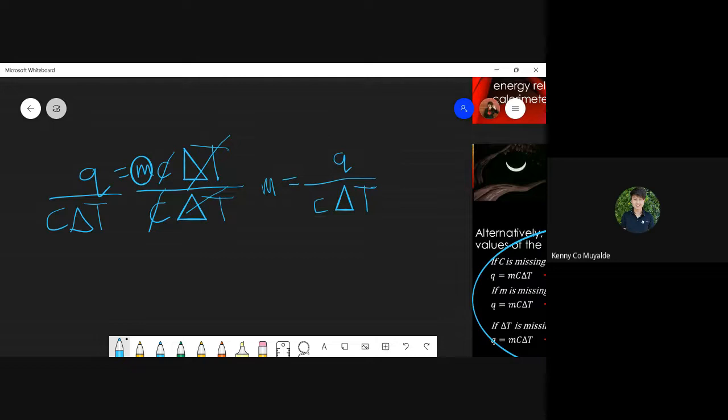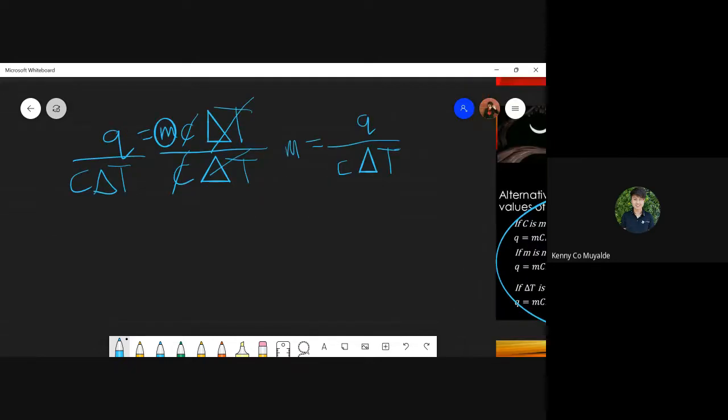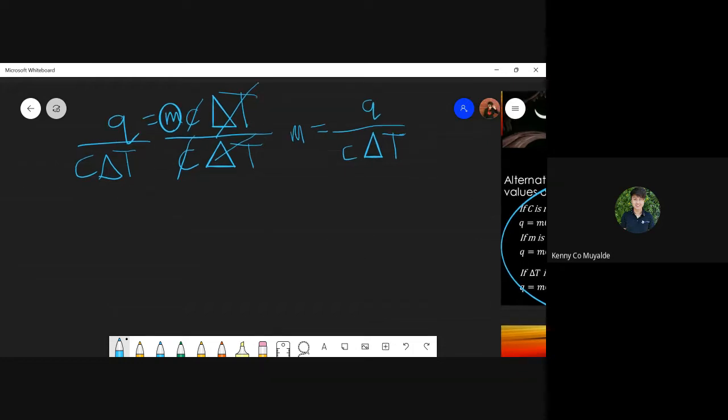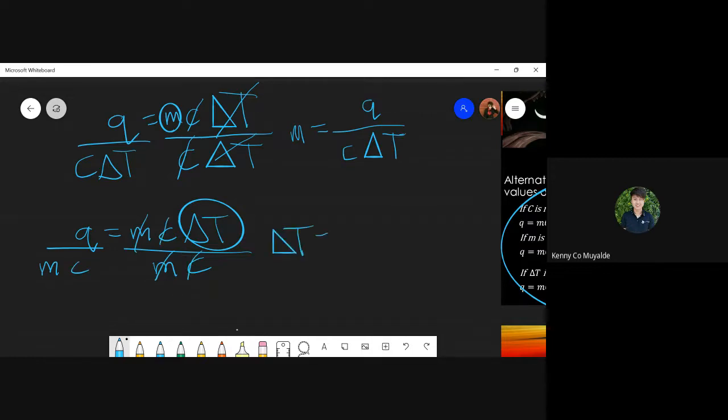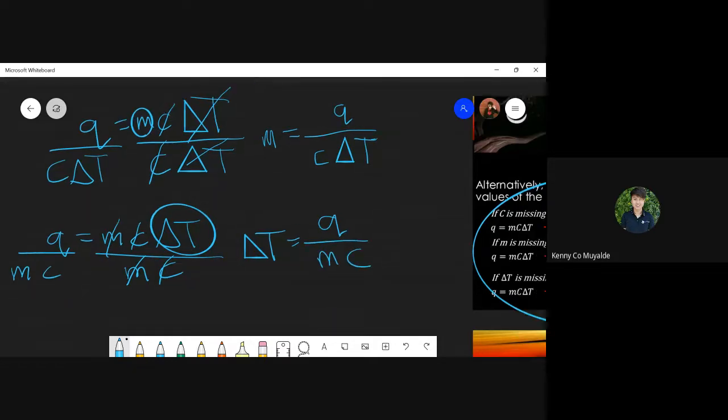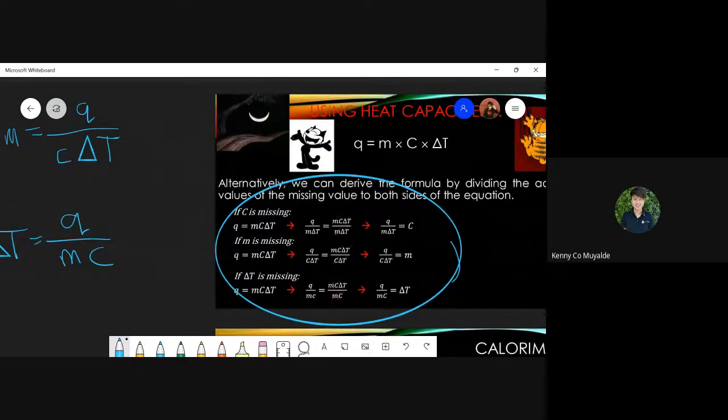Madali lang mag-derive ng unit. Paano kapag si change in temperature nawawala? So Q is equal to MC delta T. Nawawala si delta T. So divide both sides dun sa kasama nung nawawala. So ang nawawala natin ay delta T. So we have to divide both sides with MC. Cancel M, cancel C. So delta T now will be equal to Q over MC. Madali lang ang mag-derive. So there's no need for you to memorize all of this. Okay?